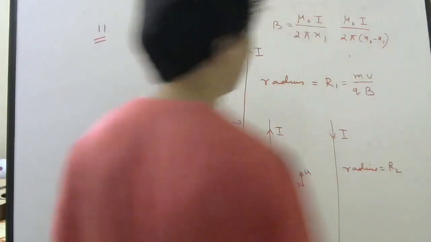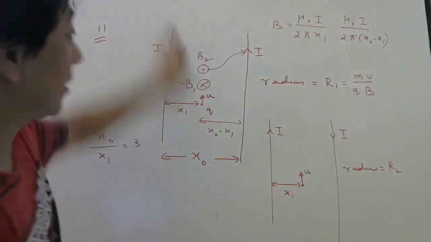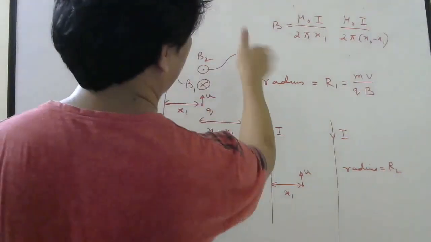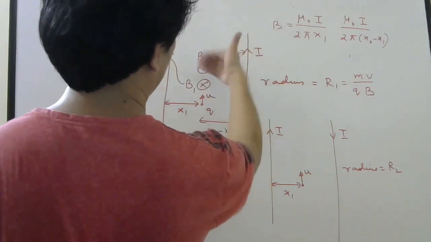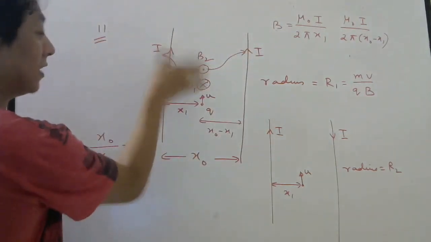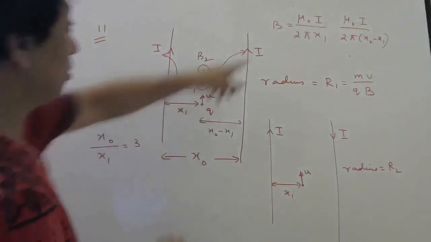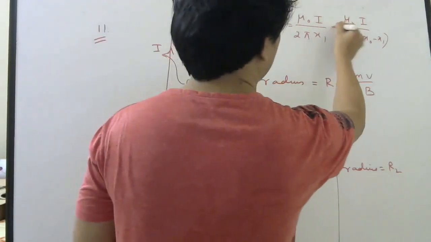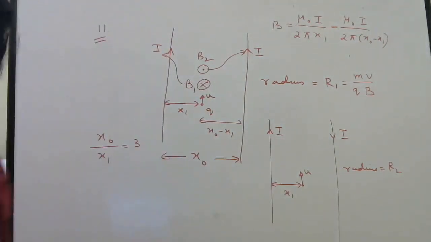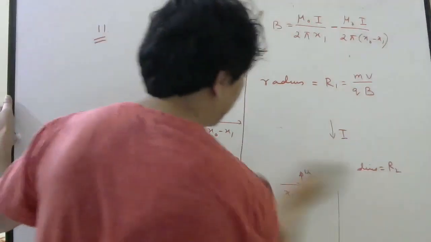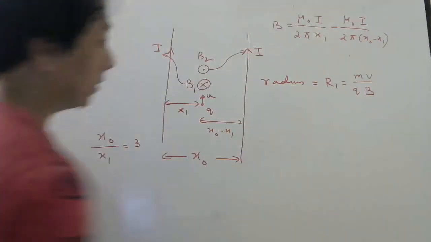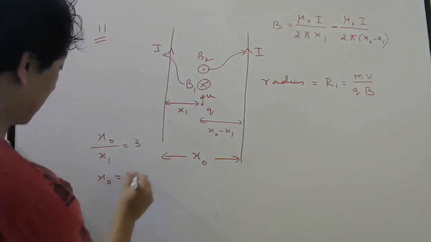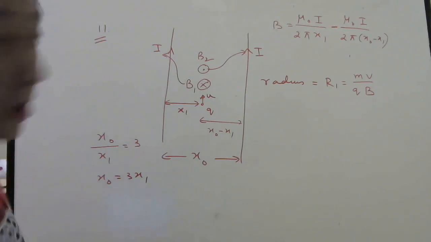So this is the magnetic field when the currents are in the same direction. Here in, here out, here out. Due to this it is out, due to this it is in, correct? Okay. So since the magnetic fields are in opposite directions, I should put a minus. Let us check due to this later. Now they also told x0 is 3 times x1.